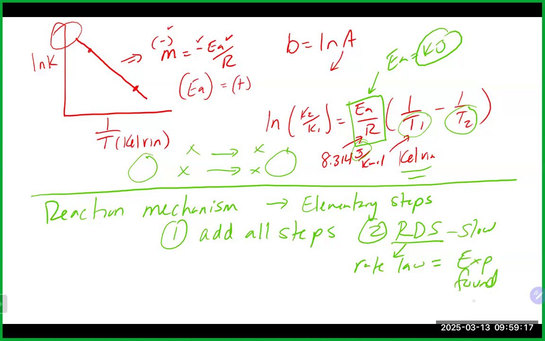So usually a lot of times in these types of problems, they will give you the experimentally found rate law, and the rate determining step should have a rate law that matches.